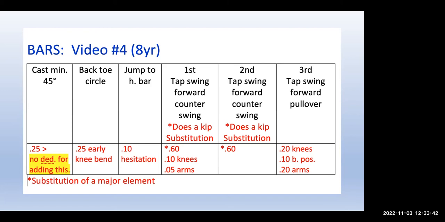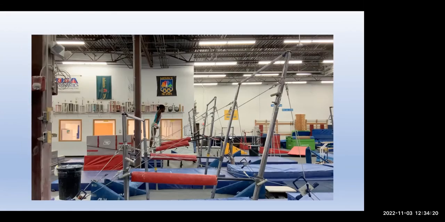Correct. So now you saw that she jumped to the high bar, but she did a kip. And so she had a substitution of an element. She didn't do the first counter tap, she did a kip. So we take the value of the element for substitution. And on the second one, 6/10. So she had 6 and 6. And then the tap swing to the pullover, she did have bent knees and arms bent and just body not tight. And remember, we're looking for a nice stretched body with straight arms going over the top of the bar. All right, here she goes in slow.